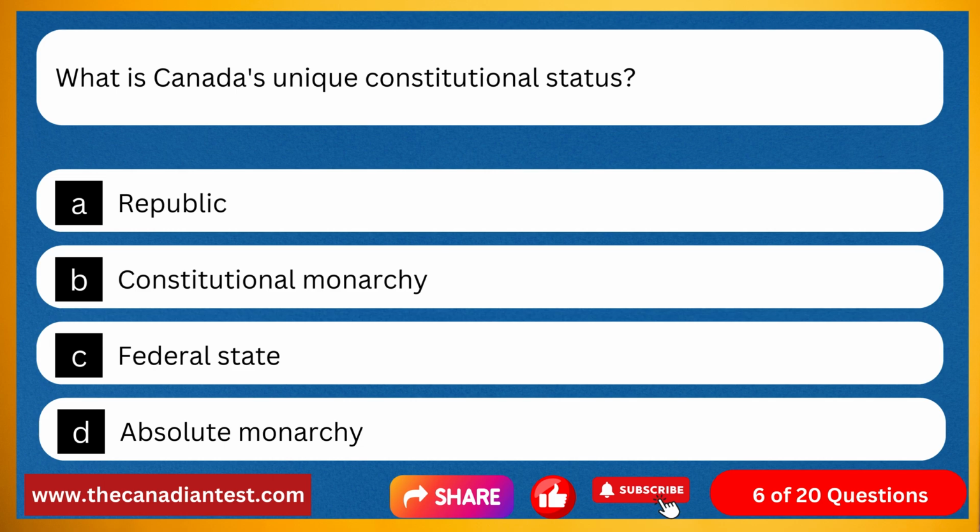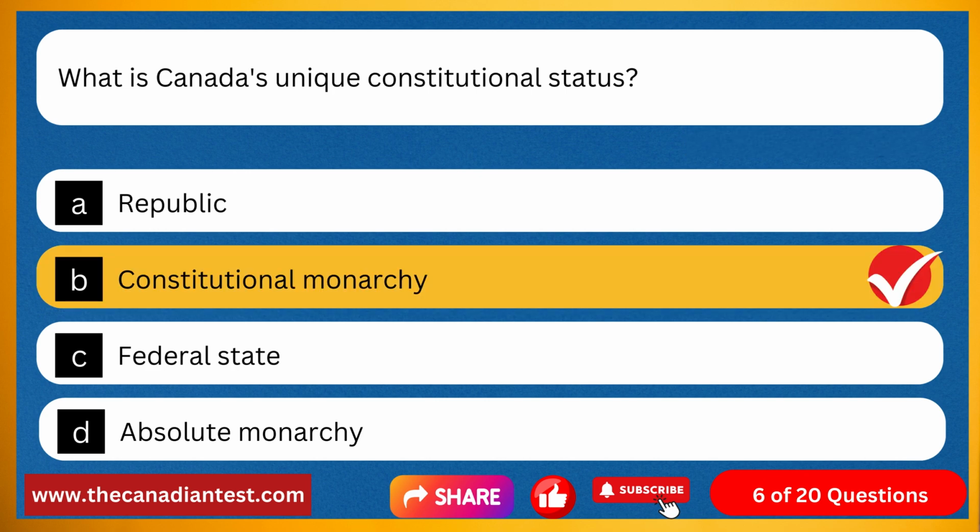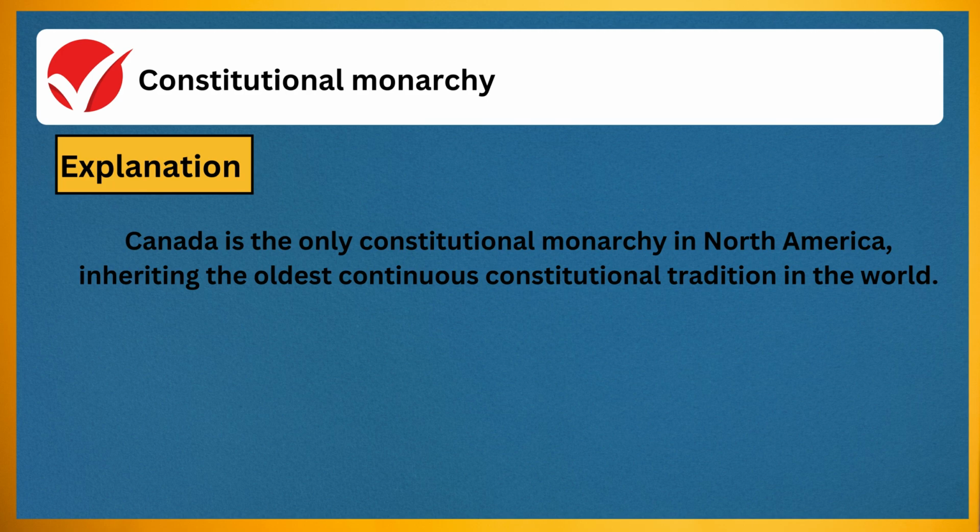Option A. Republic. Option B. Constitutional monarchy. Option C. Federal state. Option D. Absolute monarchy. The correct answer is constitutional monarchy. Explanation: Canada is the only constitutional monarchy in North America, inheriting the oldest continuous constitutional tradition in the world.